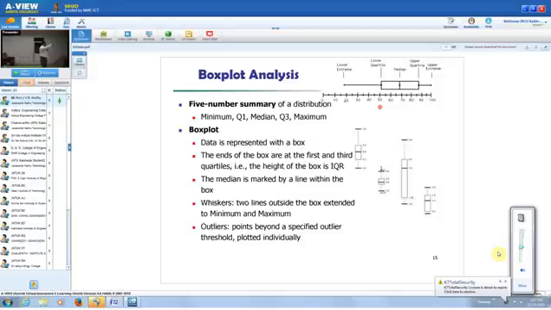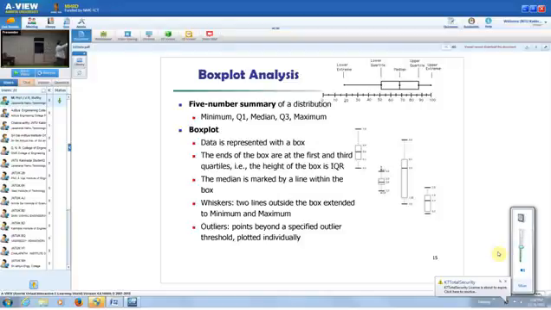So he has shown different things. The median is marked by a line within the box. Data is represented with a box. Ends of the box are the first and third quartile. I told you, first and third quartiles are the end points. And the height of the box is the IQR, the interquartile range. Then the median is marked. Whiskers, two lines outside the box, extend to minimum and maximum points. And outliers are points beyond a specific outlier threshold, plotted individually.